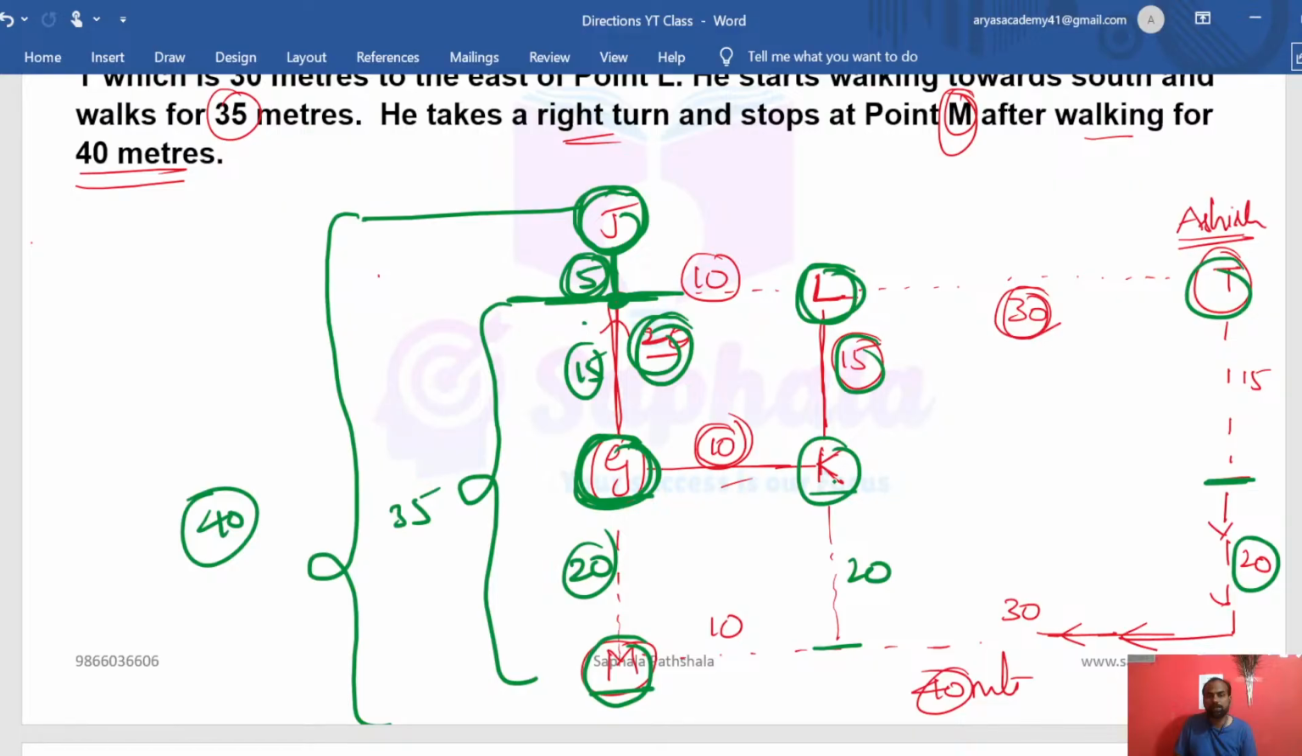Similarly, here it is M, and you don't know what is the exact point over here. So that's it. So these are the points, and this is point T. We have only 2 questions based on this particular information.